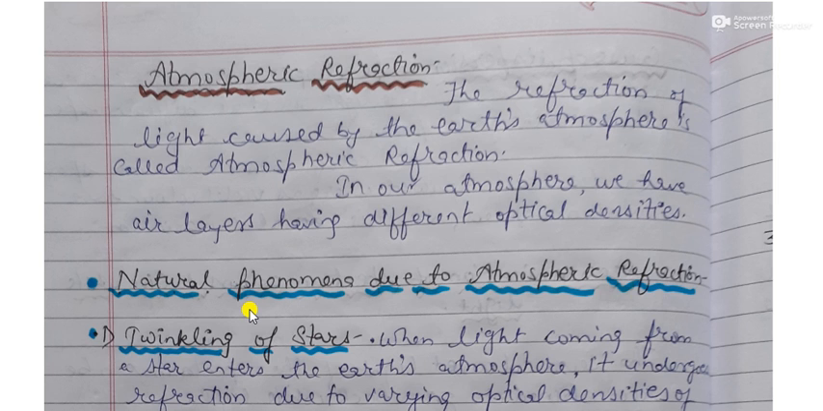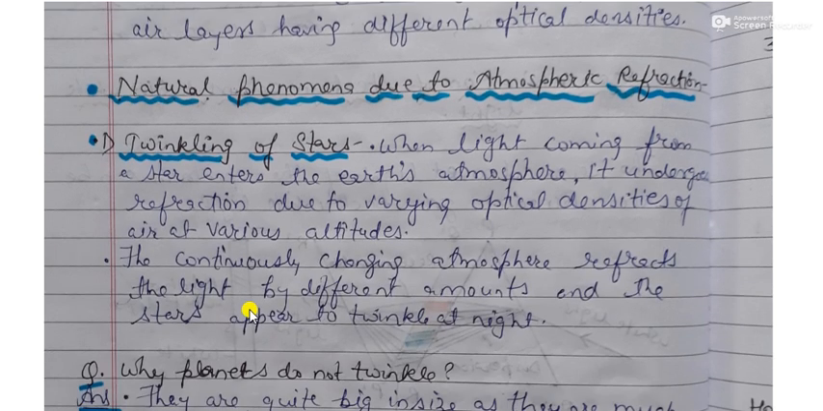Now there are some natural phenomena which are caused due to atmospheric refraction, like the twinkling of stars. Why does twinkling of stars occur? Twinkling of stars occurs when the light coming from a star enters the Earth's atmosphere. When it enters the Earth's atmosphere, it undergoes refraction due to varying optical densities of air at various altitudes. The continuously changing atmosphere refracts the light by different amounts and the stars appear to twinkle at night.